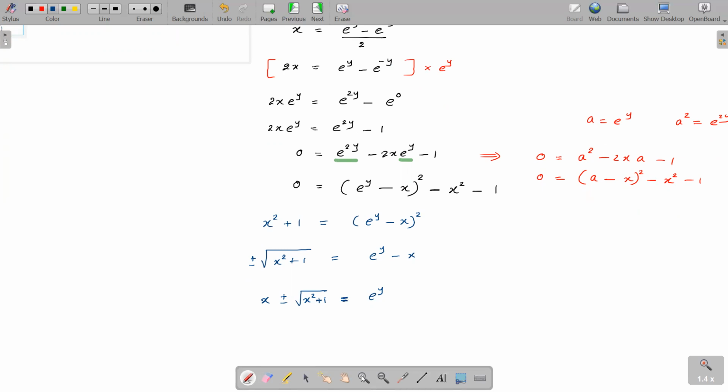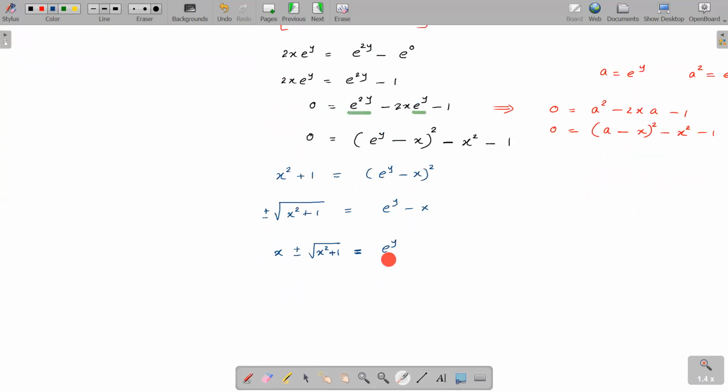Right, guys? Are you with me? Then you want to get rid of the exponent part, so you can take the natural logarithm of both sides. When you take the natural logarithm of both sides, you get ln of x plus or minus the square root of x squared plus 1 equals natural log of e to the power y. So this gives you y equals natural log of x plus or minus the square root of x squared plus 1. Right, guys? Are you with me?